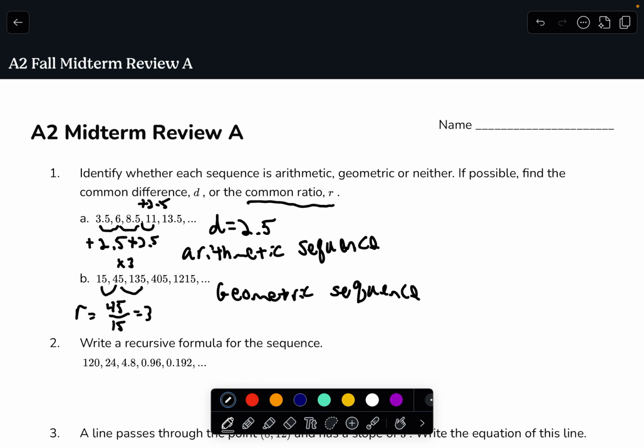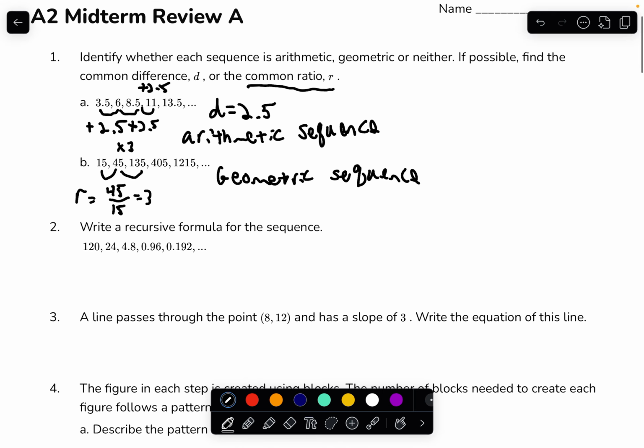All right, write a recursive formula for the sequence. 120, 24, 4.8, 0.96, 0.192. Well, we're obviously not adding the same number. So we've got to see if we're multiplying by the same number. So we take 24 over 120, and we check to see if that's 4.8 divided by 24, and we'll double check that with 0.96 divided by 4.8, and so forth. And as you do this, you will see that it's 0.2. So 0.2 is the common ratio for number 2.